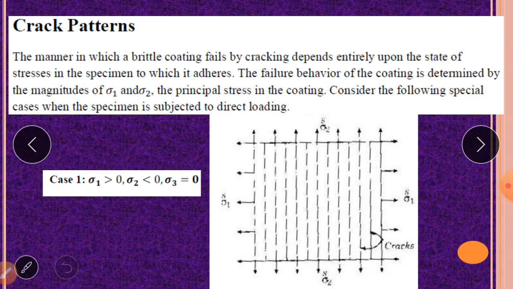In the last class we studied what brittle coating methods are, how the stresses are considered, and we derived the crack stress equations, and how these stresses are related to the surface stress and the coating stresses. Now we move on to the next topic, the crack patterns. It's a very important question in VTU exams.